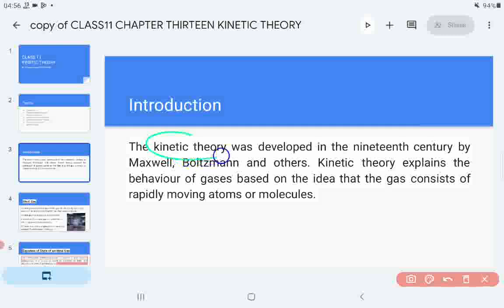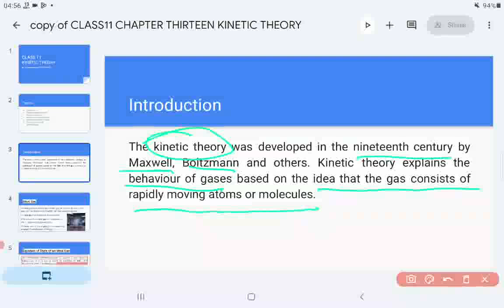Basically, who developed this kinetic theory? As the name suggests, kinetic means motion. It was developed by the famous scientists Maxwell and Boltzmann. So kinetic theory explains the behavior of gases, and it assumes that gas particles are randomly moving. Okay, now what is an ideal gas?